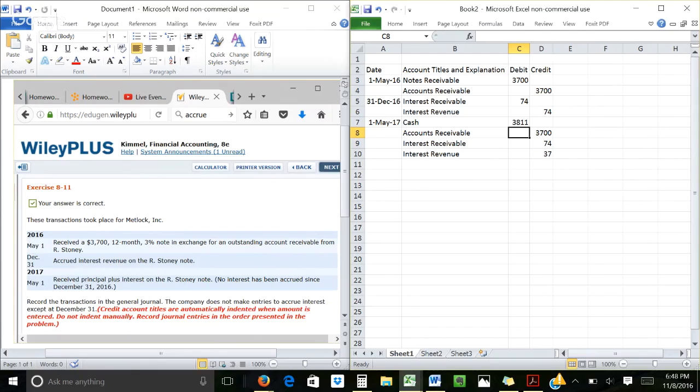Remembering the time that has transpired, to figure out the interest revenue and interest receivable at the end of the year and at the end of the contract period, is the key part of this problem.